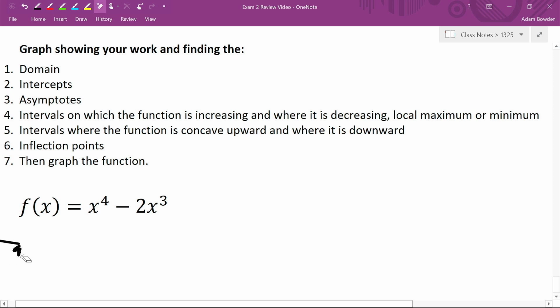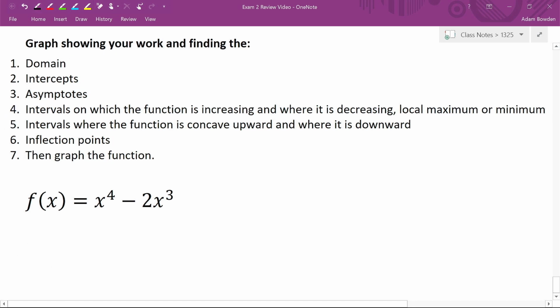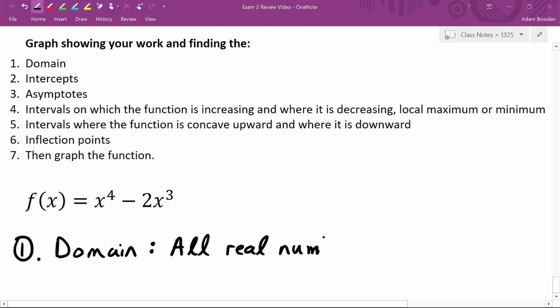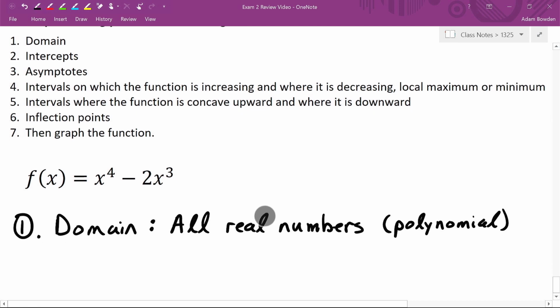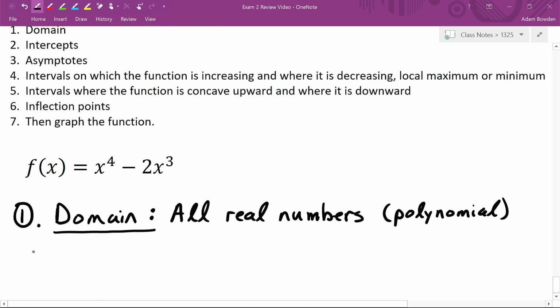In this particular example, it's f of x equals x to the fourth minus 2x to the third, and we're going to do the domain. Now the domain is a pretty short step on this one. Since this is a polynomial, the domain is all real numbers. Okay, and so we don't really have to do anything else there.